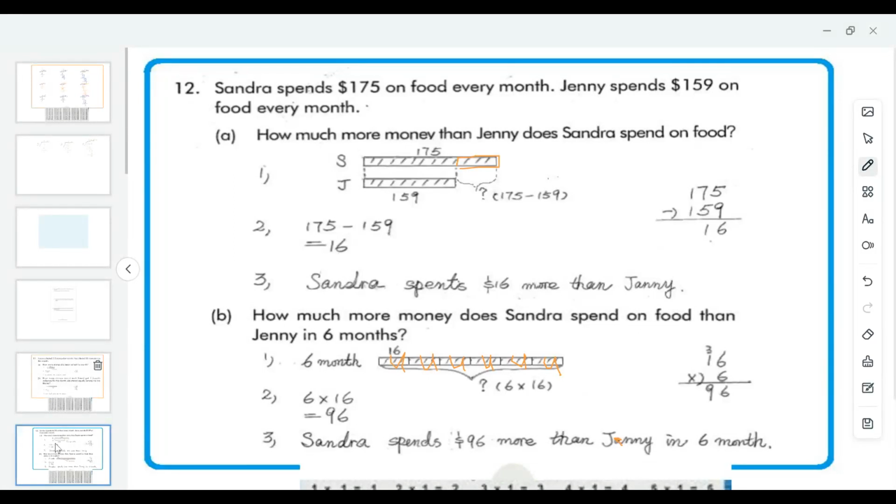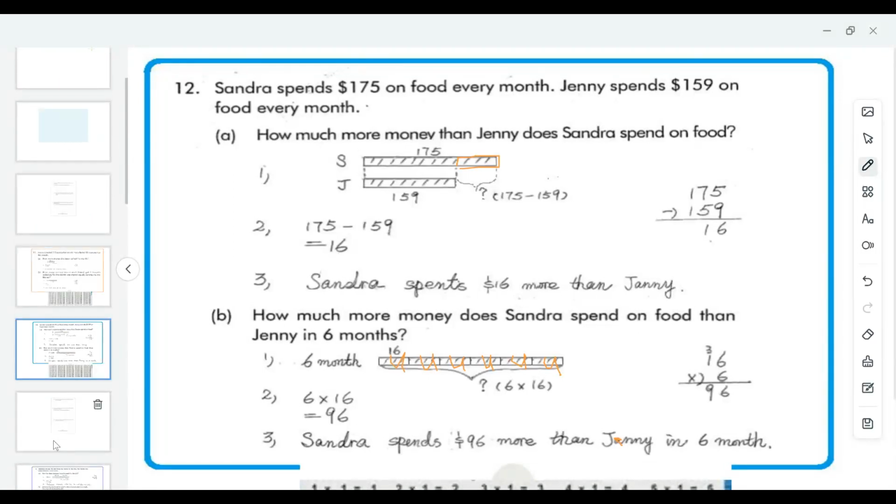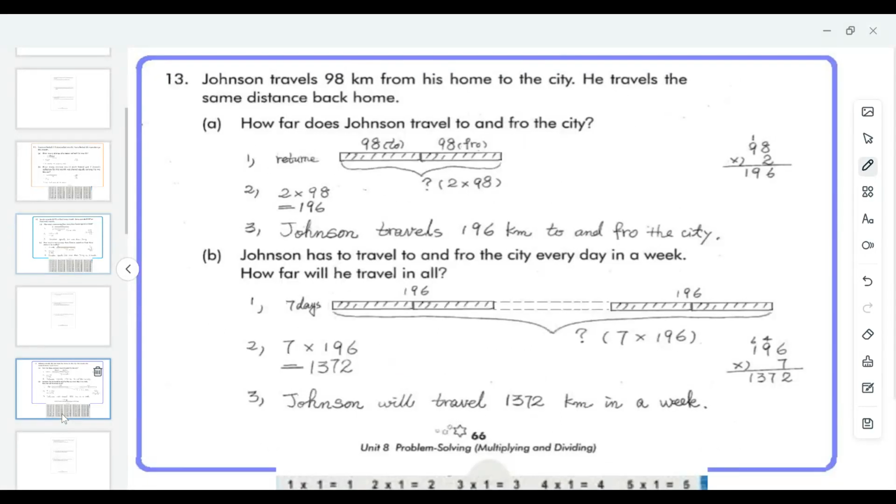Now let's have a look at number 13. Question number 13. Johnson travels 98 kilometers from his home to the city. He travels the same distance back home. Question A. How far does Johnson travel to and from the city?